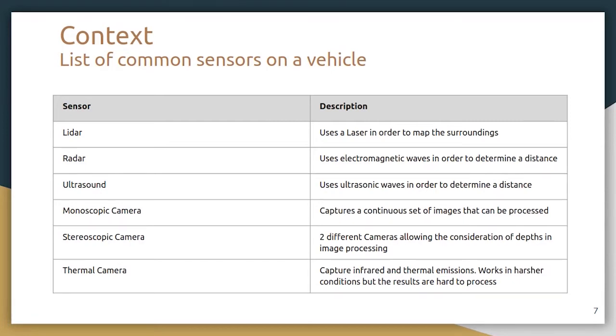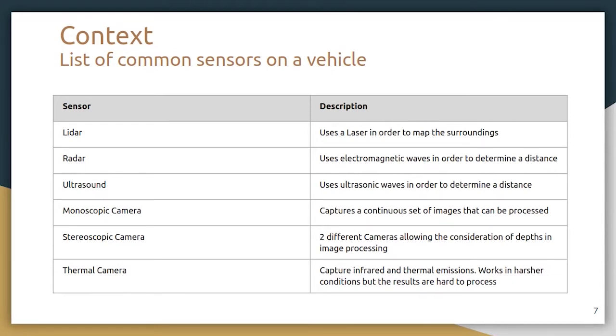The radar, by using electromagnetic waves, can also be used to determine the distance between the vehicle, the ego vehicle, and another obstacle. The ultrasound sensors do the same, except they're using ultrasonic waves, so physical waves. We also have different types of cameras. So the classical monoscopic camera captures a continuous set of images and processes them with image processing algorithms in order to classify the elements surrounding the vehicle and identify them.